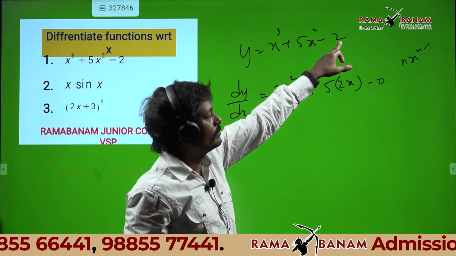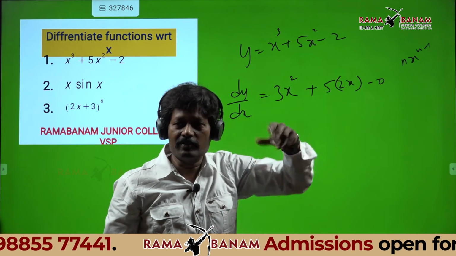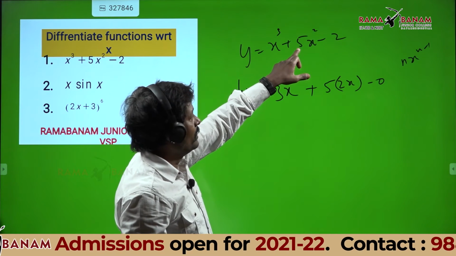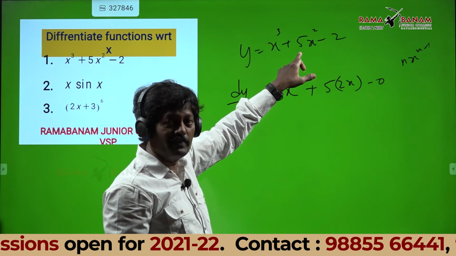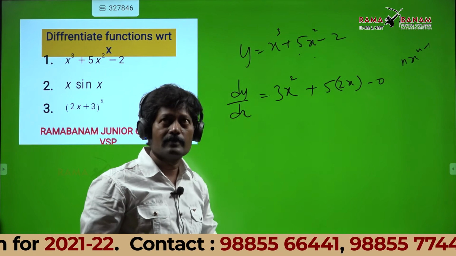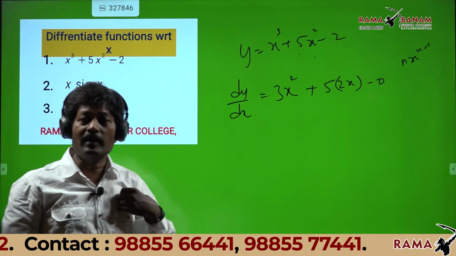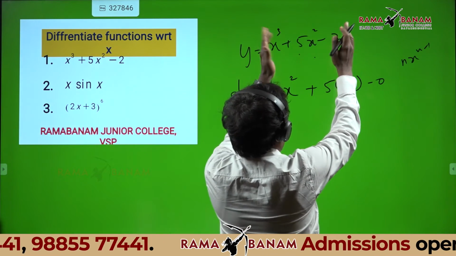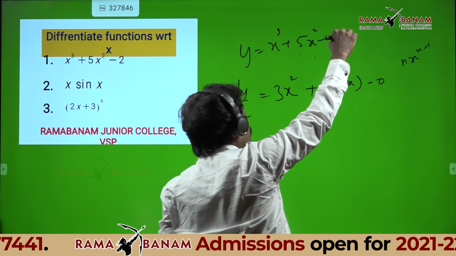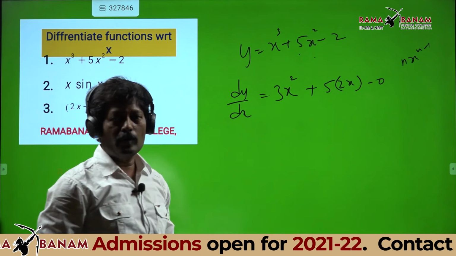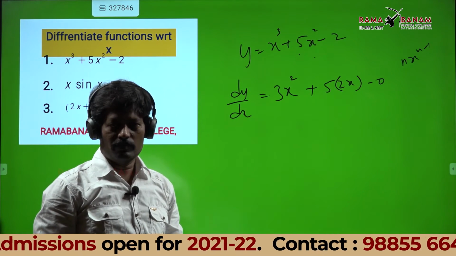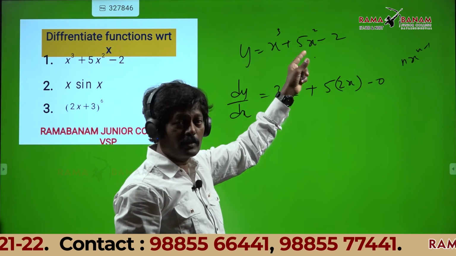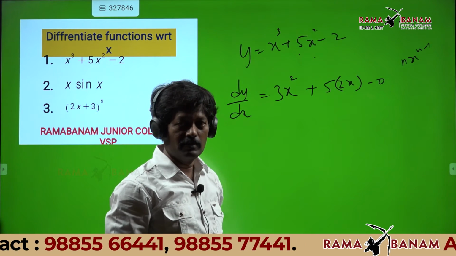It's a constant. Yes, sir. Constant derivative is 0. Now one student asked me, 5 is a constant? No, because 5 is multiplied with a variable. 5x square is a variable, you can't separate them. 2 is a pure constant, derivative is 0. If a constant is multiplied with a variable, then I have to take that constant into consideration.